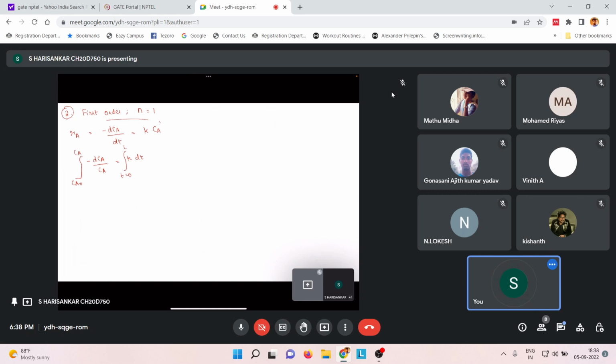We'll get minus ln CA by CA0 is equal to kt. Okay. Or if we take this minus term inside, we can write it as ln CA0 by CA is equal to kt.